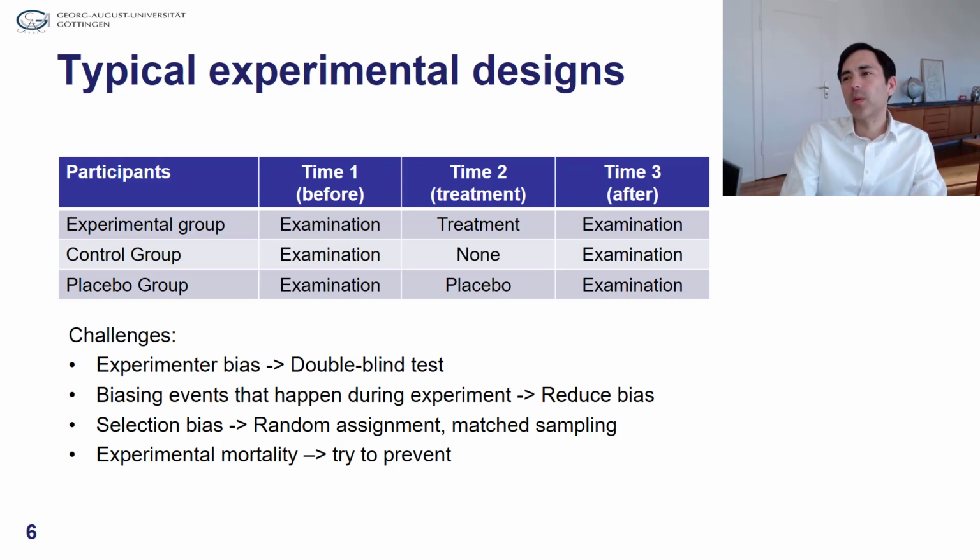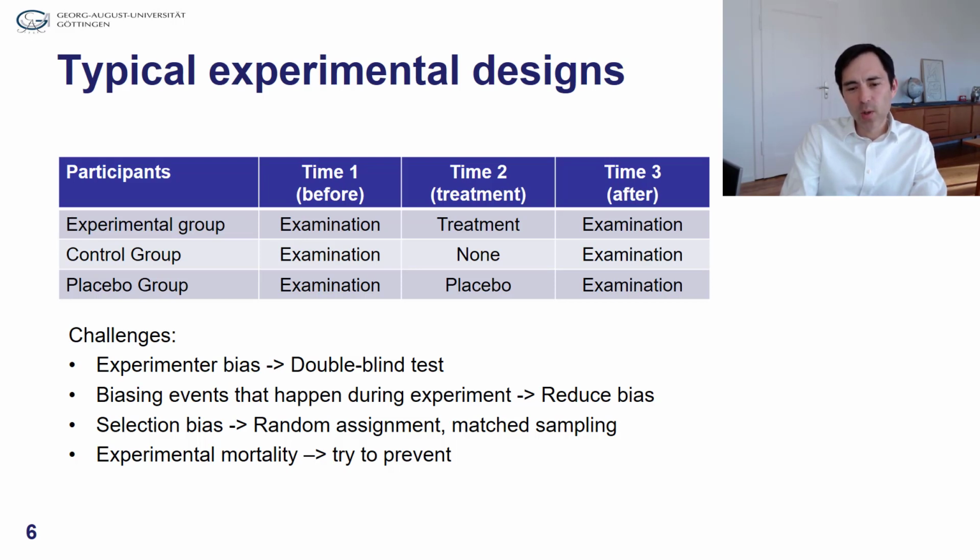A second point would be biasing events that happen during the experiment. There are many things that happen. Take again the example of this English experiment. Imagine suddenly all of these or some of these participants meet many friends from America, from elsewhere, and they have lots of contact and practice. We would like to avoid such bias as much as possible. A third point would be selection bias.